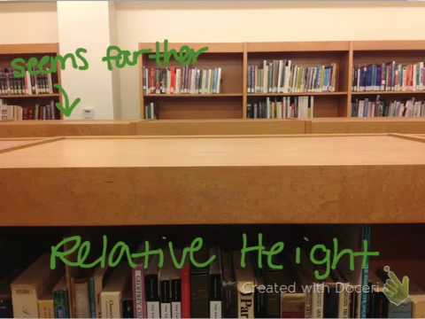Relative height is shown in this picture because even though we know the two bookshelves are the same height, we perceive the one higher in our field of vision back here as being farther away.